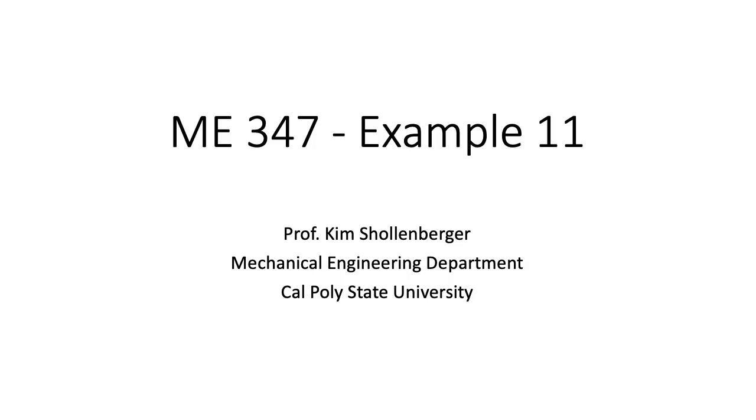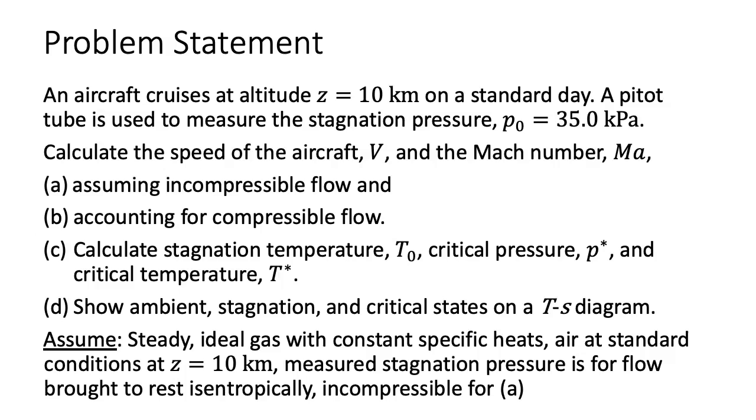ME 347, Example 11. An aircraft cruises at altitude of 10 kilometers on a standard day. A pitot tube is used to measure a stagnation pressure of 35 kilopascals. Calculate the speed of the aircraft and the Mach number, A assuming incompressible flow, and B accounting for compressible flow.